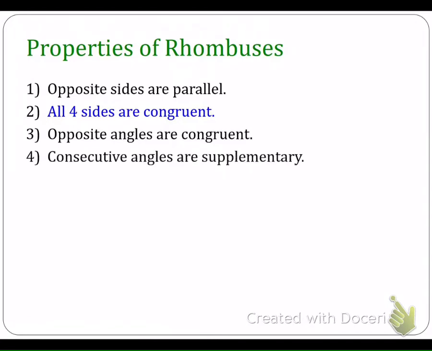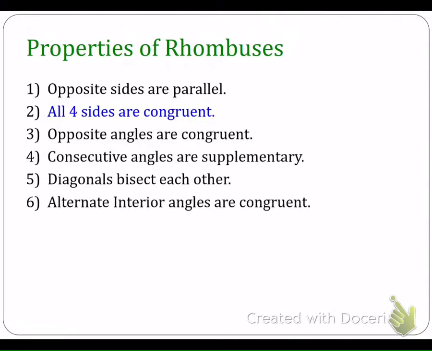That's nothing new. Consecutive angles are still supplementary, so those are the next door neighbor angles. Those add to 180, just like any other parallelogram. Same as last week, the diagonals bisect each other. And again, like any other parallelogram, alternate interior angles are congruent. That's what we used on our warm-up.